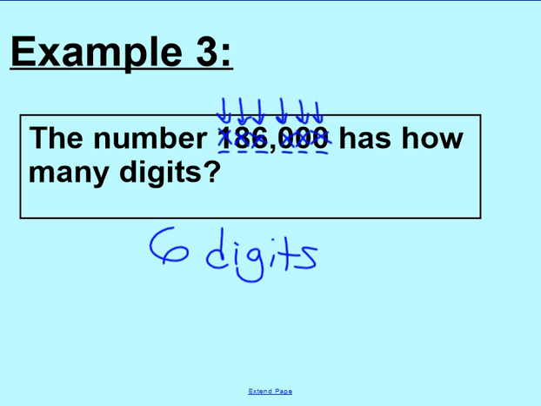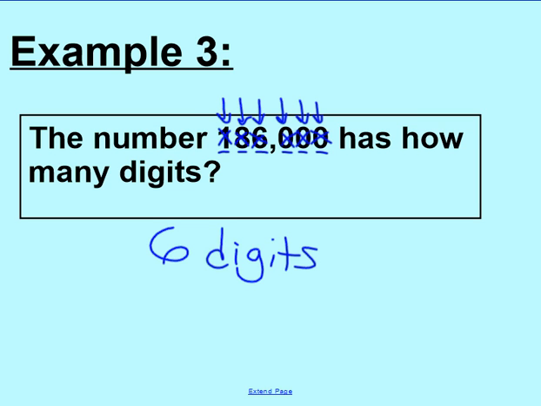How many arrows do I have? I have 6. How many X's do I have? I have 6. Digits are just the numbers 0, 1, 2, 3, 4, 5, 6, 7, 8, 9. So how many digits? I have 6 digits.